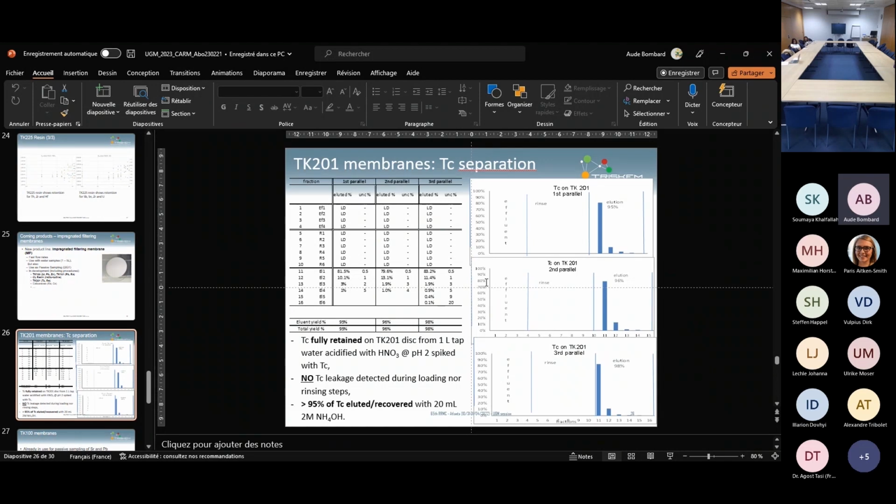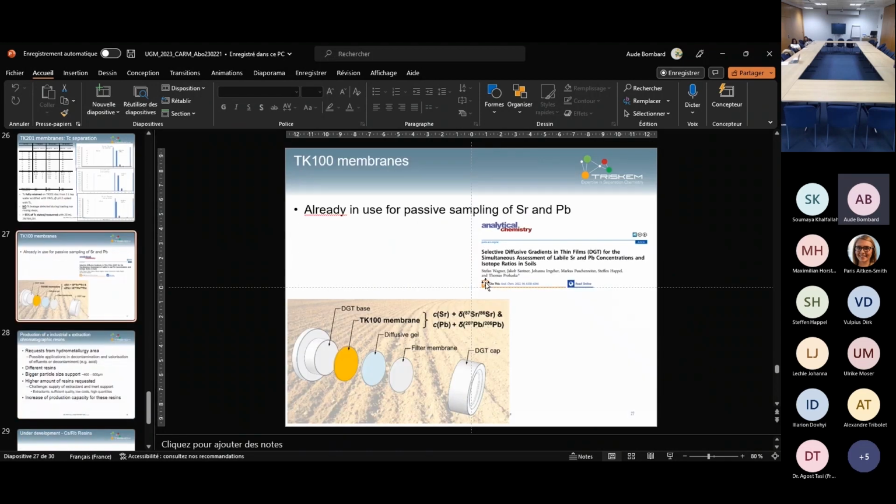And for the DGT, there were already some TK100 membranes. Each time the membranes will have the same name as the resin, using the same extractant, but in this membrane format. And here these membranes were used for strontium and lead determination in soils.